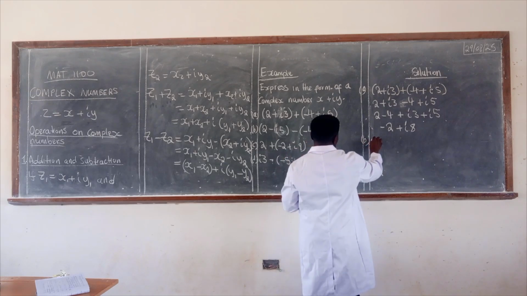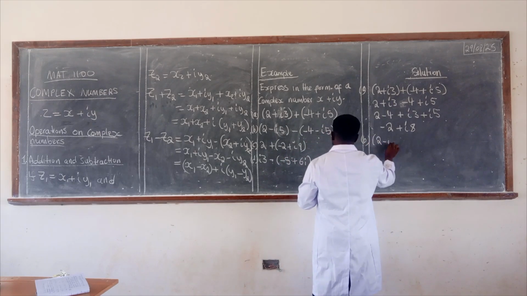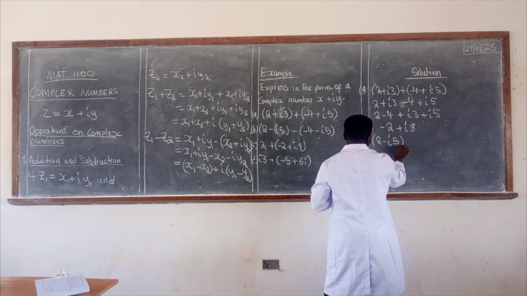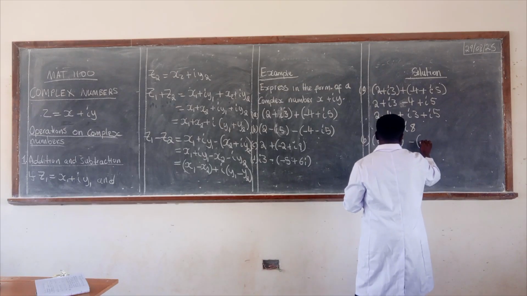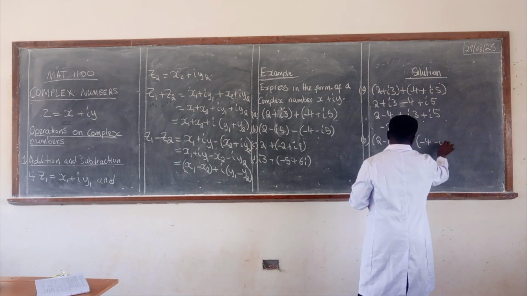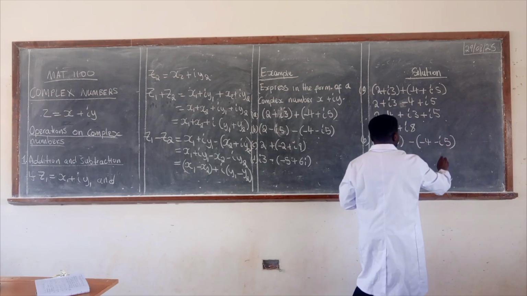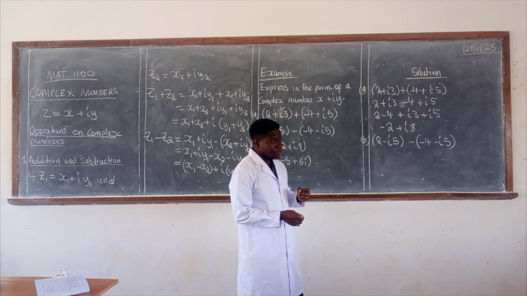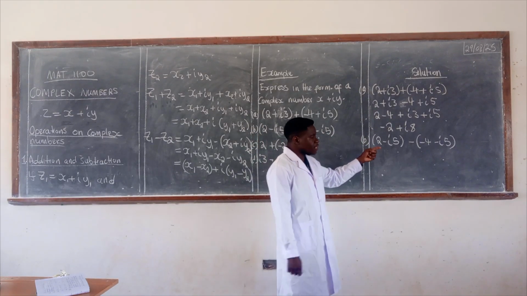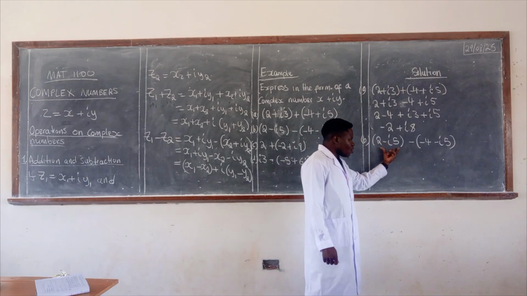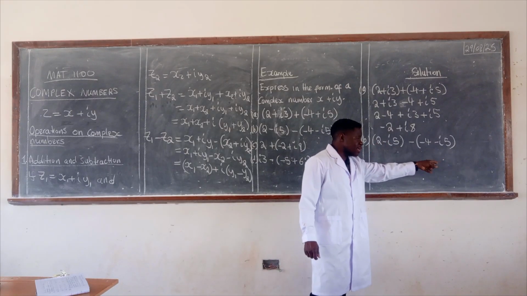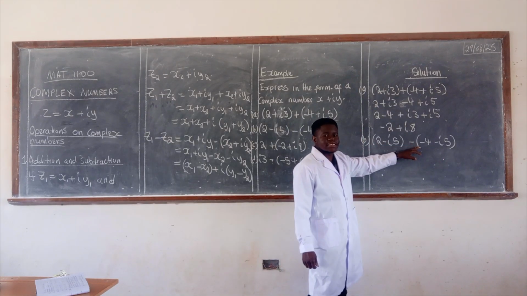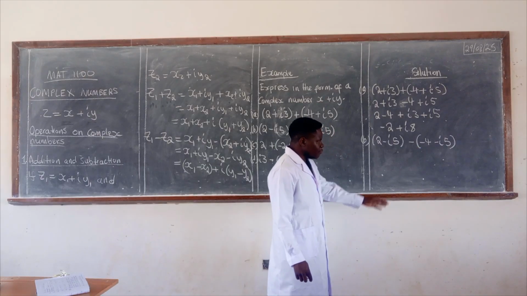B. 2 minus i5 minus negative 4 minus i5. Okay. So here we have this question, a complex number. Hope you tried it out. So there is this complex number here and this complex number here, and what we're doing here, we're subtracting them. So let's see what it's going to give us.